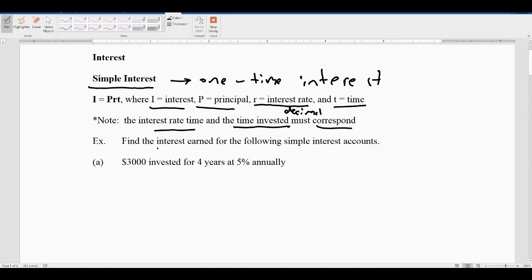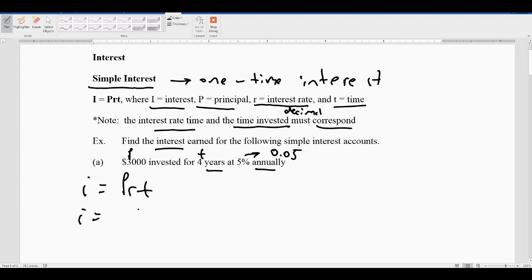So let's just do this example. This first question, we're going to find the interest on a couple of examples. To do that, we're going to use this formula, I equals PRT. Now when you read this, $3,000 is what you're investing, that's your P. For 4 years, that's your T. 5% annually, so that means that this corresponds, so I don't have to worry about that. And 5% as a decimal is 0.05.